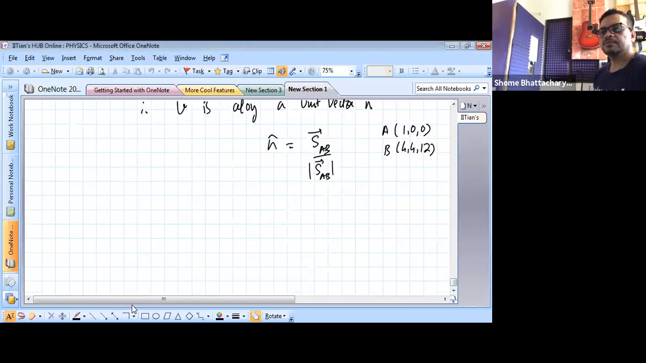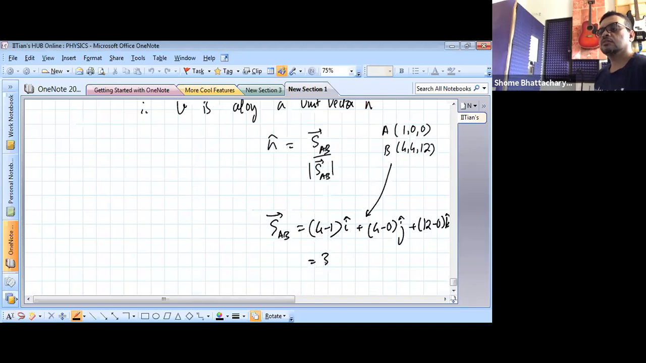So my displacement vector from A to B, that one will be along the x-axis. I'm going from 1 to 4, so 4 minus 1 i cap, plus along the y-axis I'm going from 0 to 4, along the z-axis from 0 to 12. So it is 3 i cap plus 4 j cap plus 12 k cap. Okay, so this is the displacement from A to B.